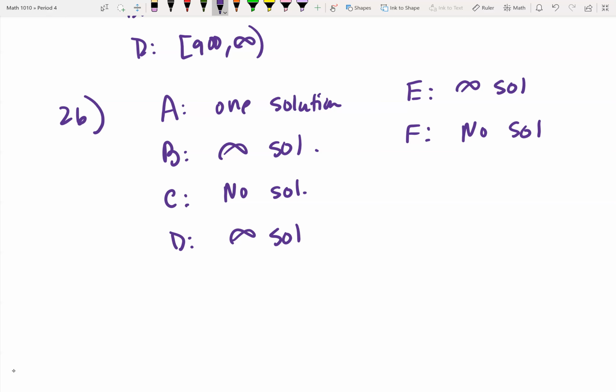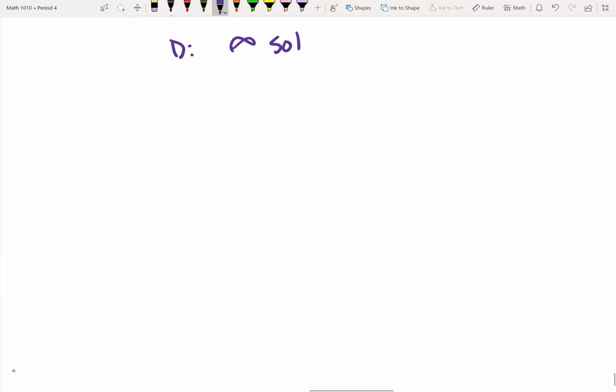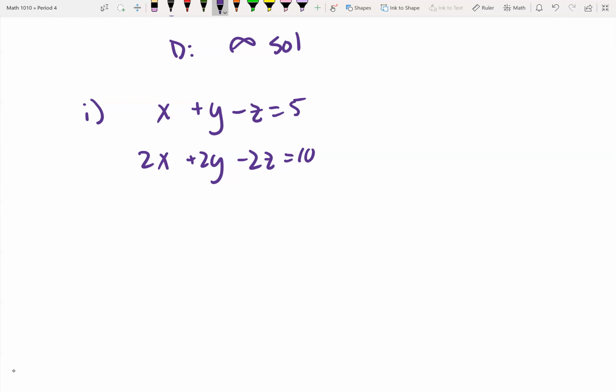Well, we can totally go through. I don't think I'm going to take the time to do all of these because it's taking so long and my class is waiting. But here's the first one. I have x plus y minus z equals 5, and 2x plus 2y minus 2z equals 10, and 10x plus 10y minus 10z is equal to 50.